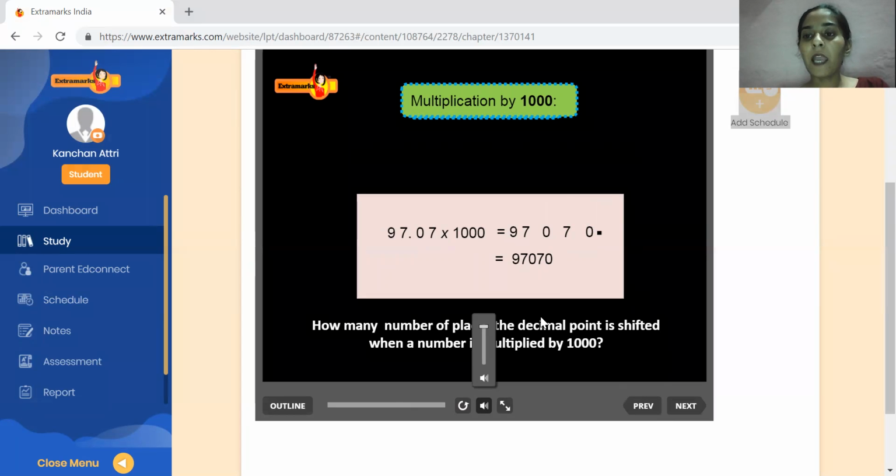If we multiply any number by 10, then we have to move the decimal point one step to the right. Same as before, if you are multiplying any number by 100, then you have to move your decimal point two steps ahead to the right side. Same as before, if we are multiplying by 1000, then we have to move our decimal point three digits to the right side.